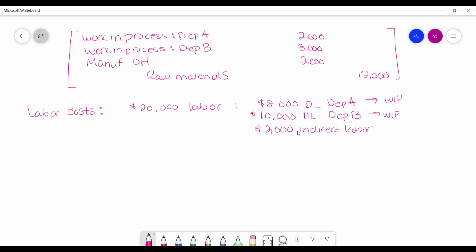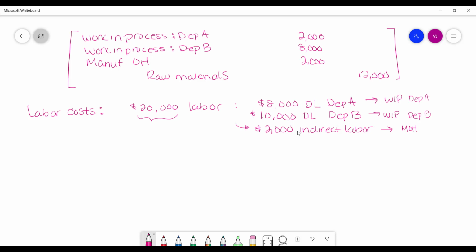But with process costing, we don't have just one work in process account. We have a work in process account for each department. So the direct labor that we used on Department A would go into the Department A work in process account, where the direct labor used on Department B would go into that department's own work in process account. And again, this is $20,000 of known labor costs. That means that we know for a fact that we spent $2,000 on indirect labor. That means it's an actual manufacturing overhead cost, so it will be debited to manufacturing overhead as well.